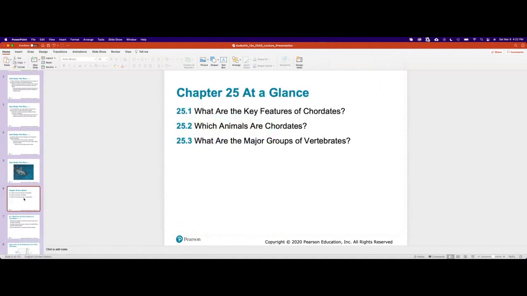Looking at it at a glance, we're going to be talking about the key features of the chordates and the major animal groups in the chordates, as well as spend some time looking at the vertebrates specifically.